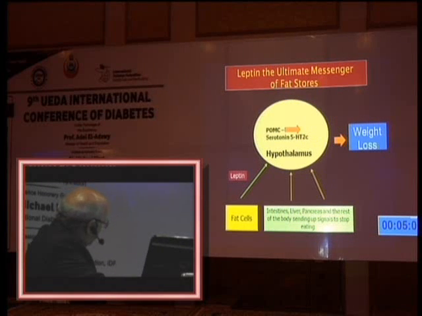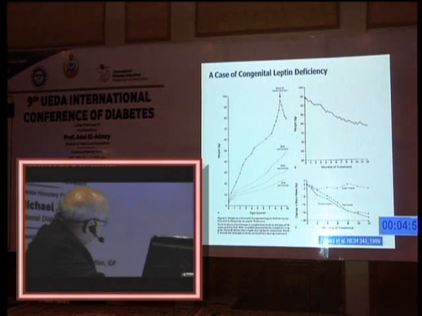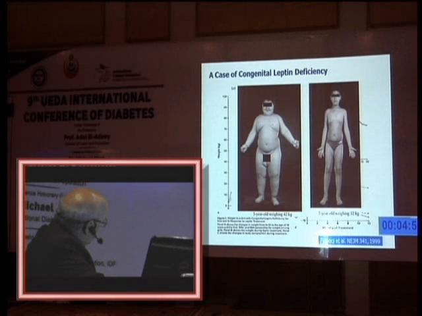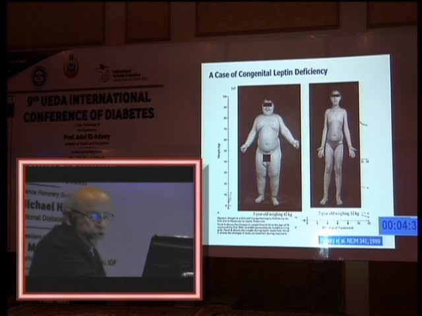Leptin is an important, or the ultimate, messenger of fat stores. In case of congenital leptin deficiency, which is an extremely rare situation, this was successfully treated with leptin. Here at 3 years of age, the body weight was 42 kgs, and at age 7 years, the weight was 32 kgs after treatment.